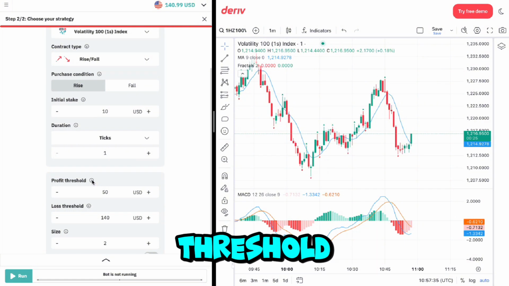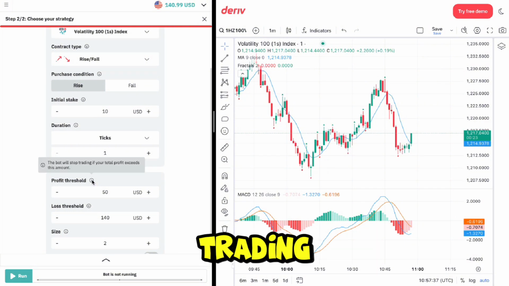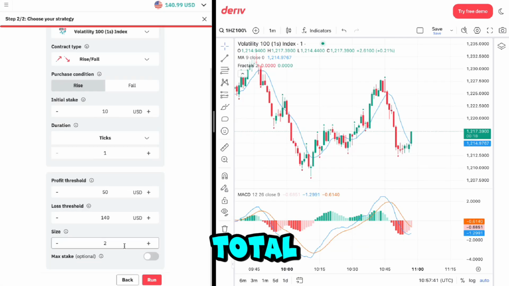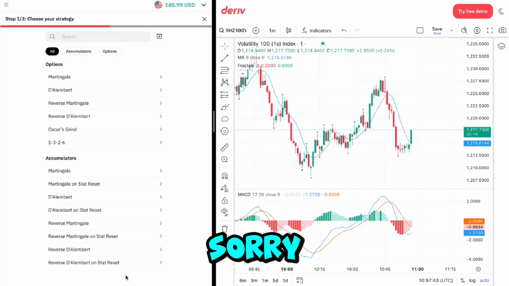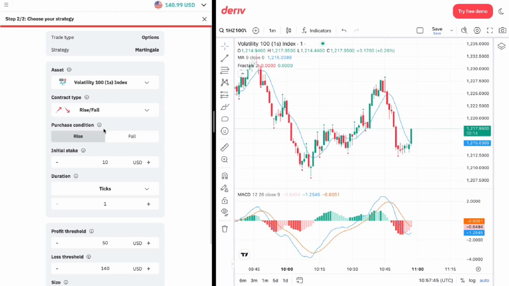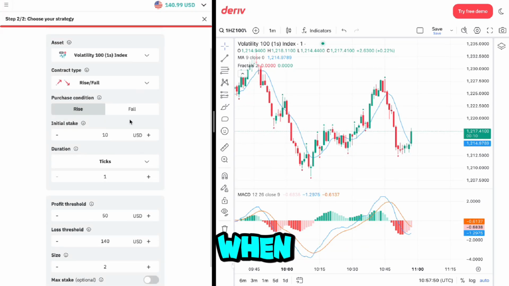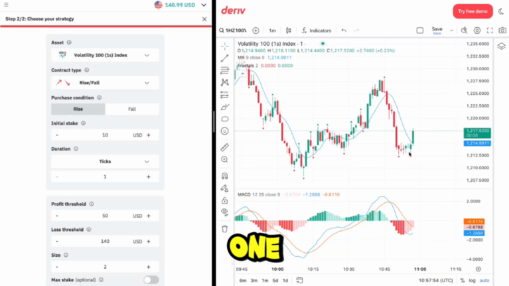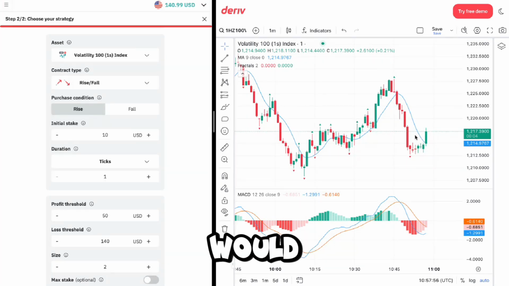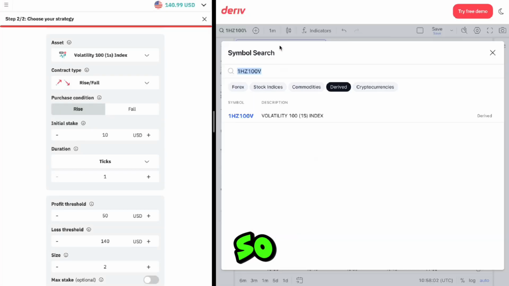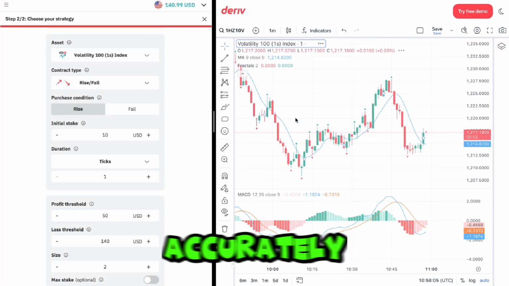Then profit threshold, you can see the bot will stop trading if your total profit exceeds this amount. So you'll see total profit and loss when we go to the bot. So my settings are still there. So like this one, if I was trading manually, I would have actually gone for a rise trade. But because the MACD has not shown, I'll just avoid it. So I show you how to accurately trade.